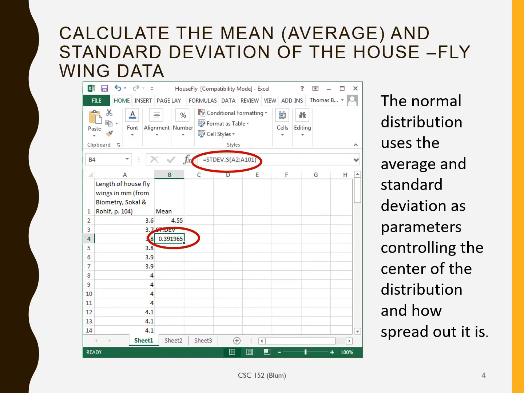The normal distribution has two parameters, the mean and the standard deviation: where the peak should be centered and how spread out it should be. So we will find these quantities, the mean and standard deviation, for this flywing data, so that when we plot a normal distribution corresponding to this data, we will have the necessary parameters.